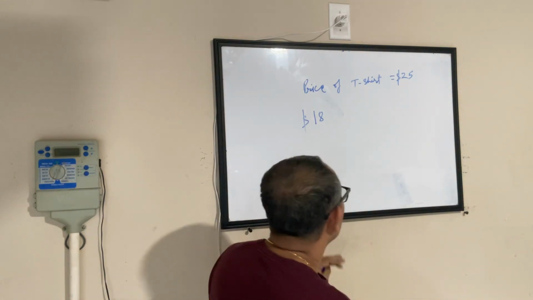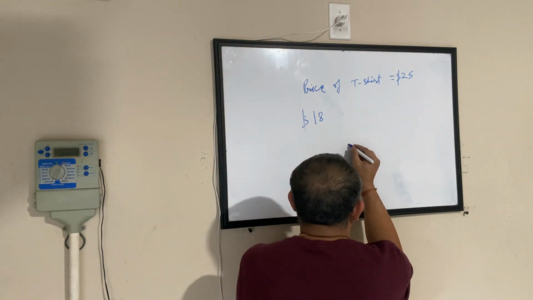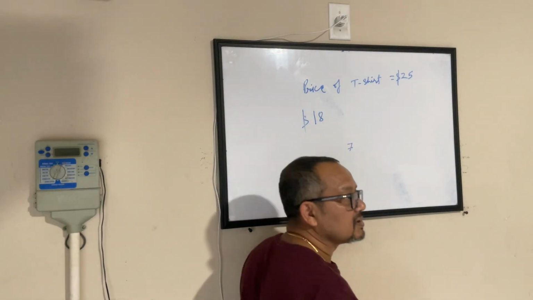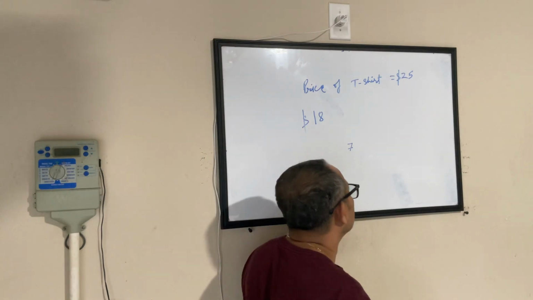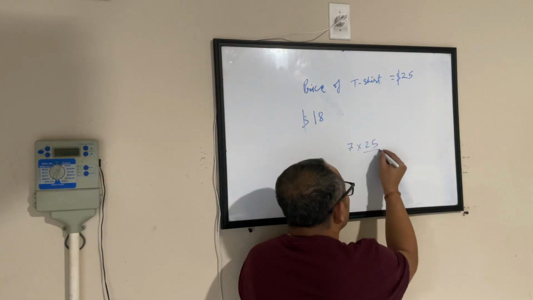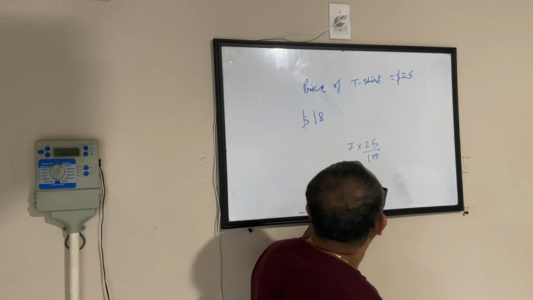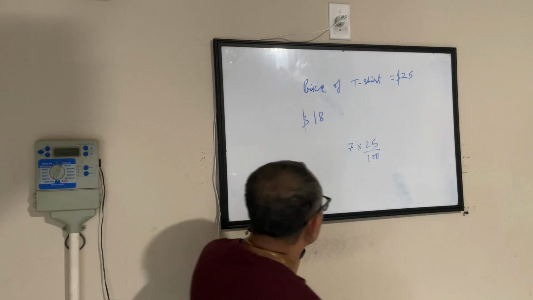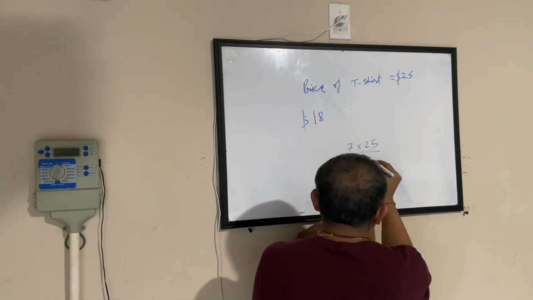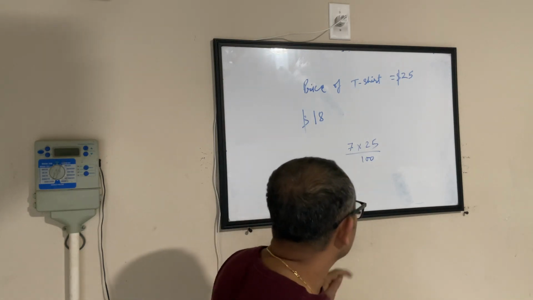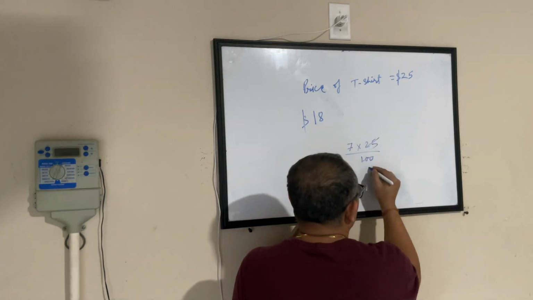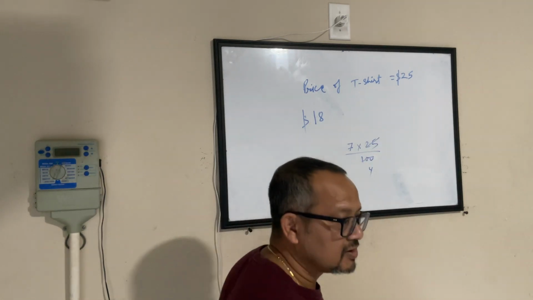I know that 18 and 25 are $7 apart. So then I did 7 times 25 and then I divided the entire thing by 100. Yeah, the same thing. 7 times 25 divided by 100, right? So that gives you what? 7 by 4.